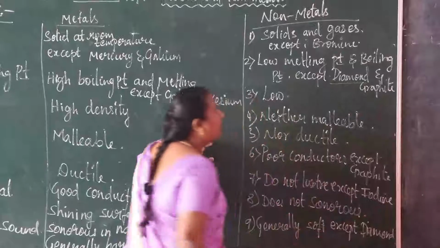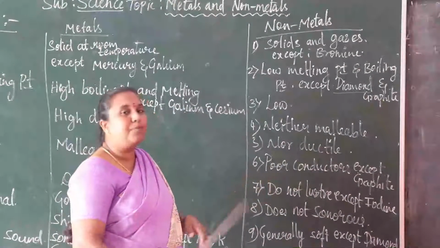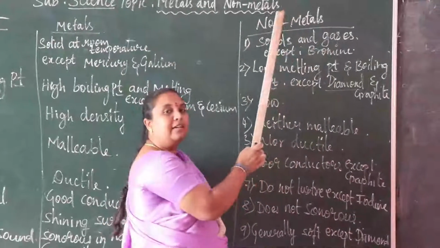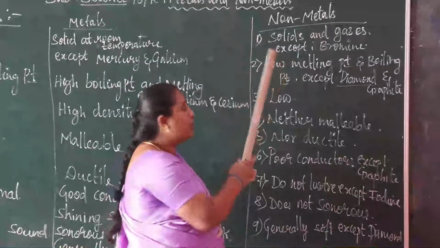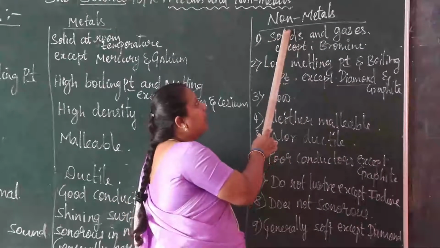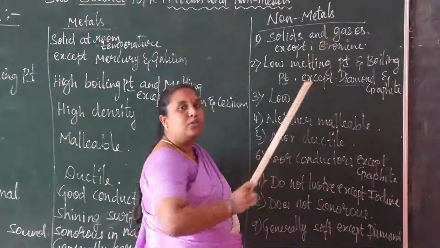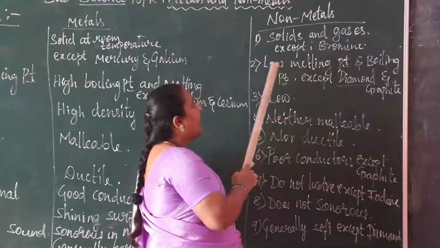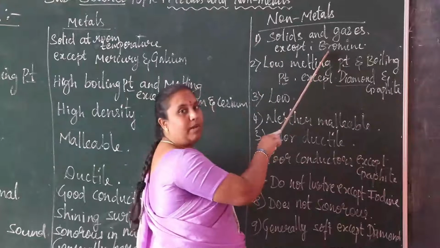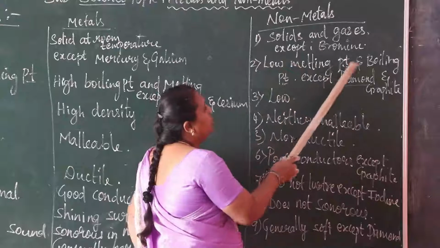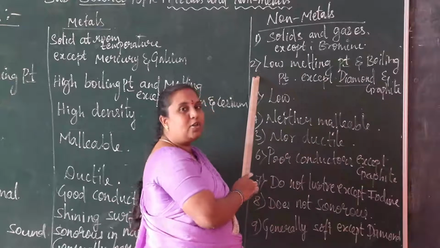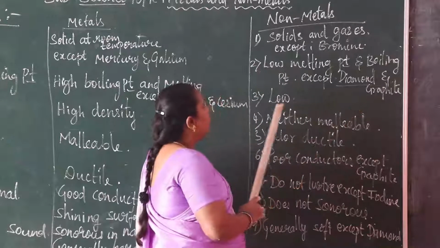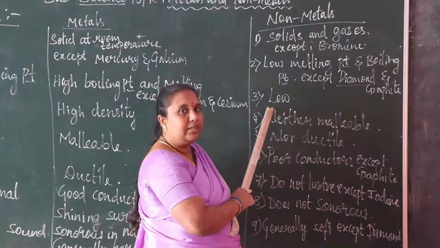Let us see again the properties of non-metals. Physical state: non-metals are solids and gases at room temperature, except bromine. Bromine is a liquid at room temperature, and the liquid non-metal is bromine. Then low melting and boiling points: the melting and boiling points of non-metals are very low, except diamond and graphite. And density is also low.